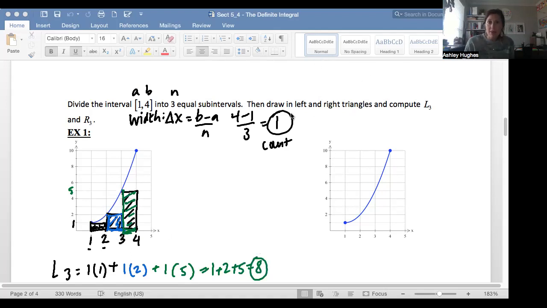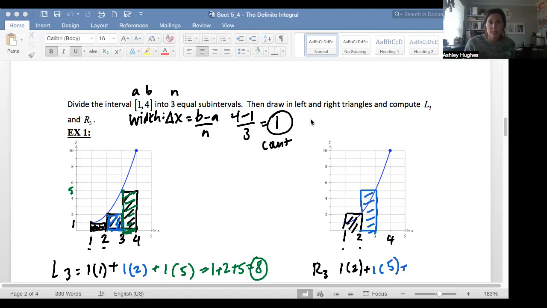If we take the same idea, but we do a right-hand sum instead, I still would be counting by 1. So I still have 1 to 4, I'm counting by ones. But now instead of doing left, I'm going to pick the right-hand side. So I'm going to go here and go over. So my first rectangle is going to be the width of 1 and then the height of 2. My second rectangle is going to be the width of 1 and then the height of 5.